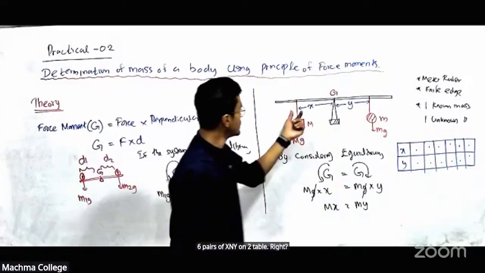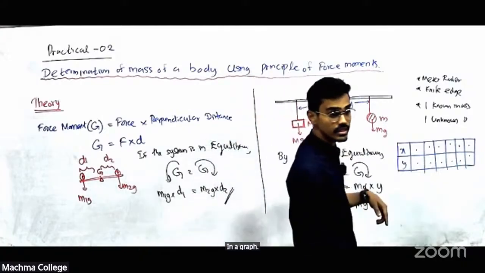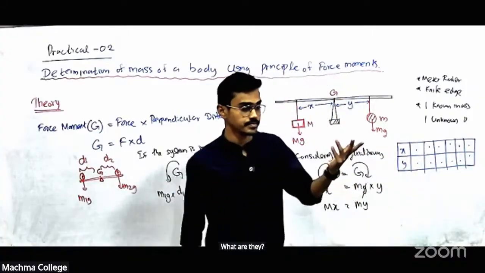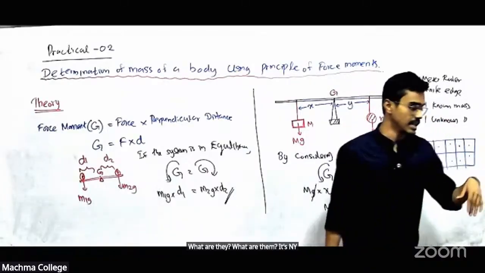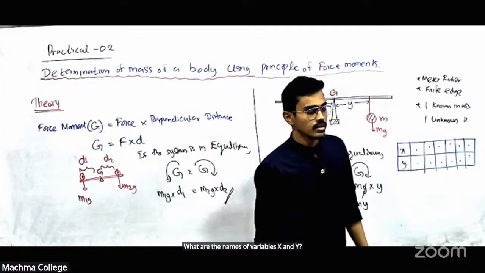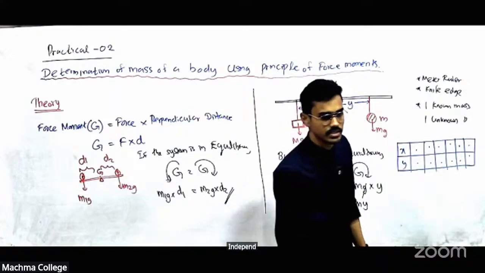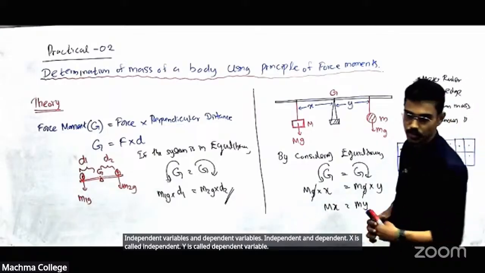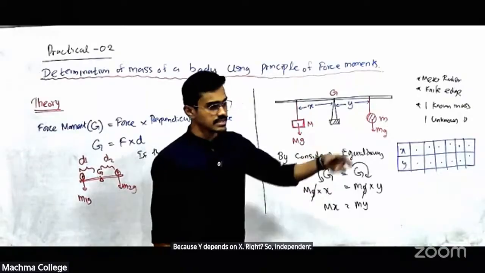And now we were changing x. In a graph, the changing variable is called which variable? There are 2 variables for a graph. What are their names, x and y? Independent variable and dependent variable. X is called independent. Y is called the dependent variable because y depends on x. So the independent variable means the changing variable.